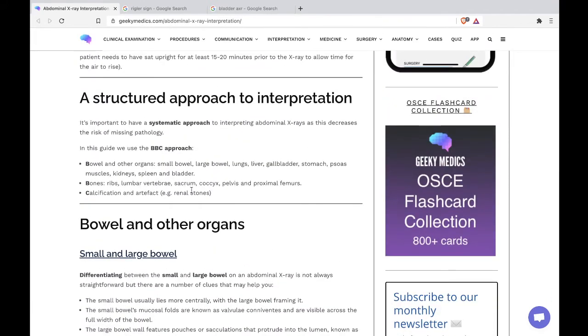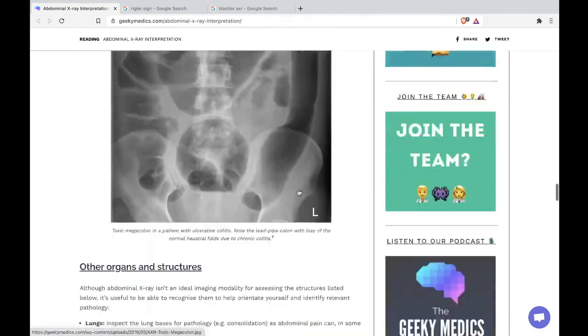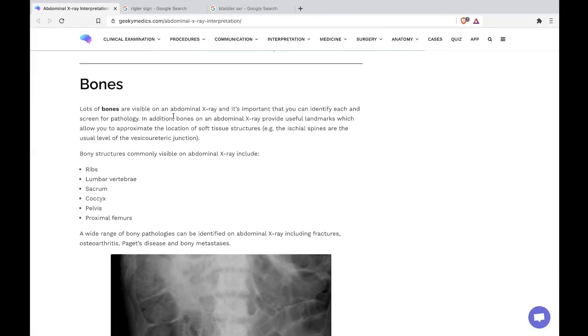Bones, yes. Ribs, lumbar vertebrae, sacrum, coccyx, pelvis, proximal femurs. Lots of bones are visible on an abdominal x-ray, and it's important that you can identify each and screen for pathology. In addition, bones on an abdominal x-ray provide useful landmarks, which allow you to approximate the location of soft tissue structures. For example, the ischial spines are the usual level of the vesico-ureteric junction.